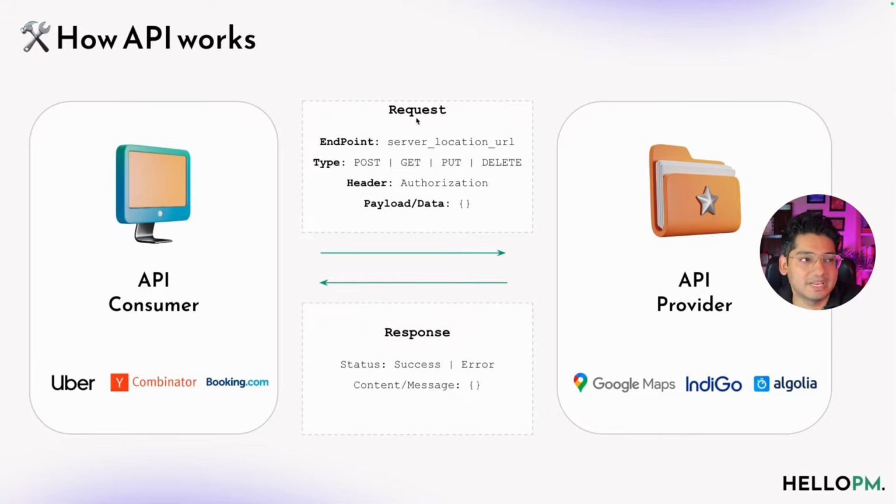So every API should have a request and a response. Whenever two people are connecting together through a form of an API, there will be an API consumer who consumes the API, and an API provider who is providing the API. So here there would be a request, and there would be a response.